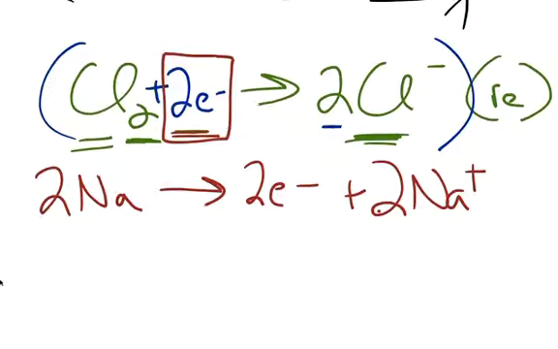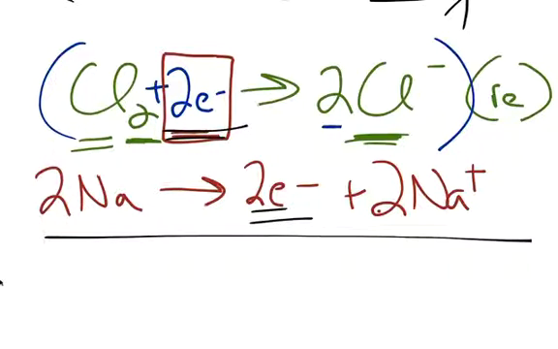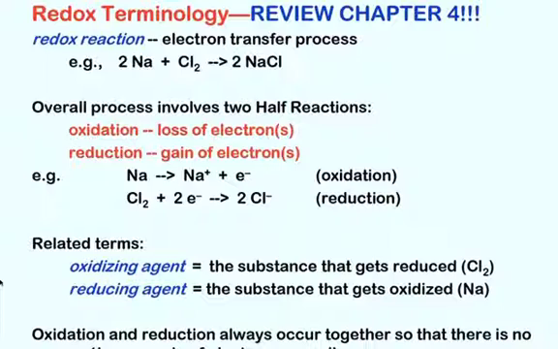So now I have my 2 half reactions, and I've balanced the number of electrons, and I could add these reactions back together. So this is what I've done. We had this reaction. That was a redox reaction because we had electron transfer. We had identified the oxidation half reaction. The oxidation half reaction, by the way, again, is losing electrons. We had the reduction half. Then we balanced them, put them back together.